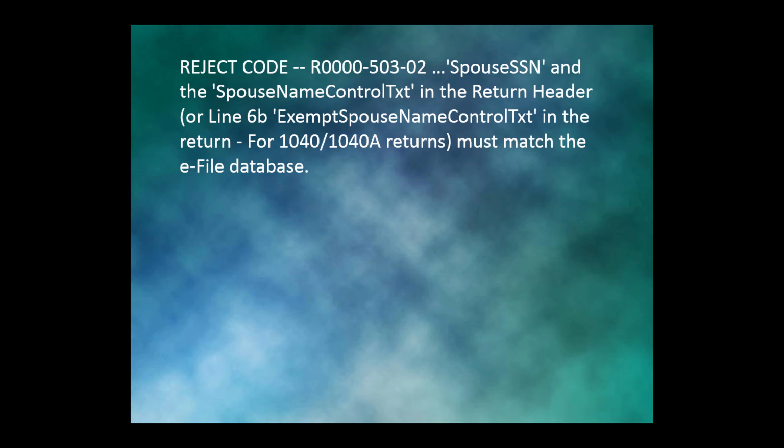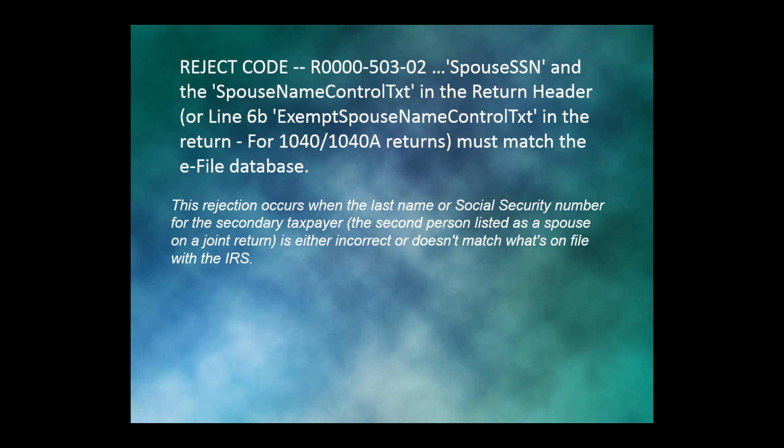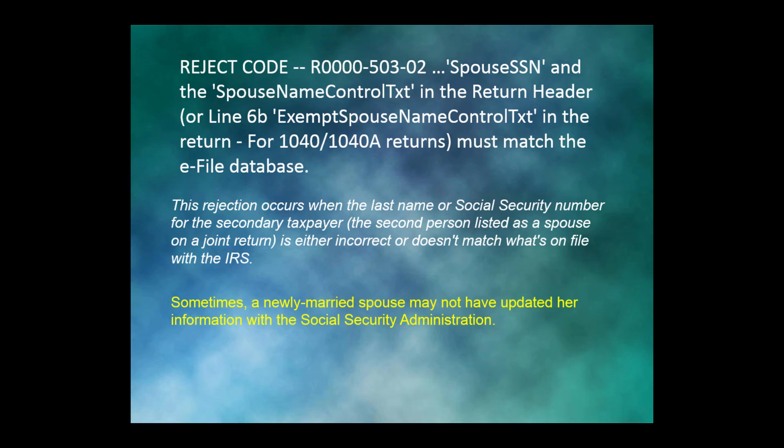Reject code number 8 on the top 10 list. Reject code 503. The spouse's Social Security number and name in the return header must match the e-file database. In other words, this rejection occurs when the last name or Social Security number for the secondary taxpayer, who is the second person listed as a spouse on a joint return, is either incorrect or doesn't match what's on file with the IRS. Sometimes a newly married spouse might not have updated her information with the Social Security Administration.